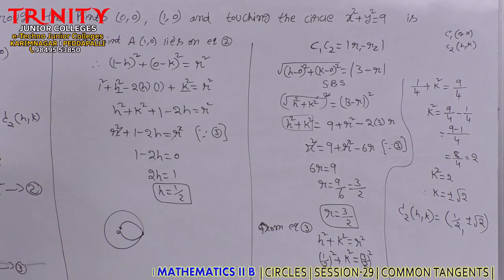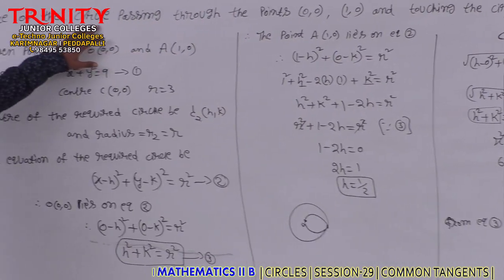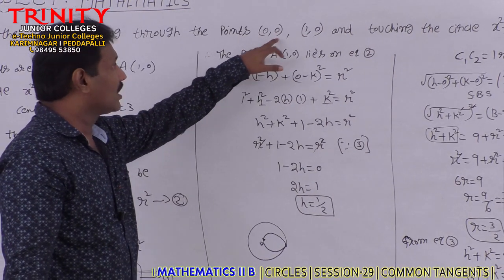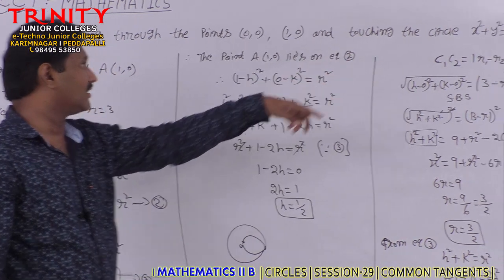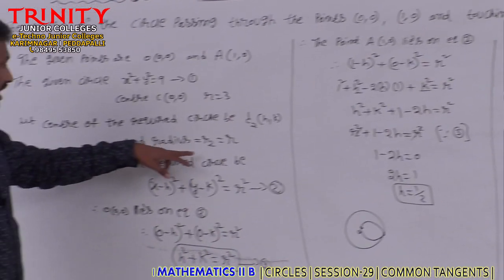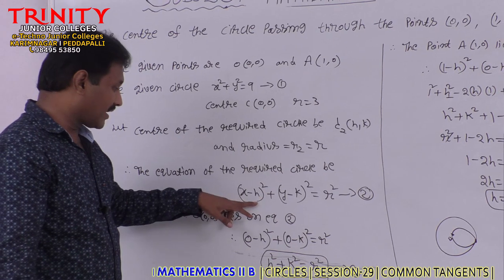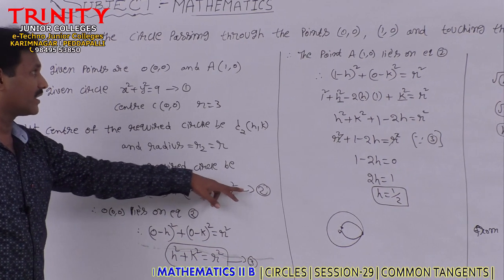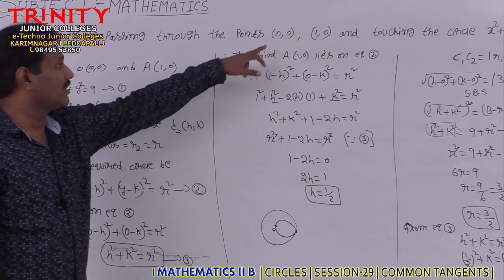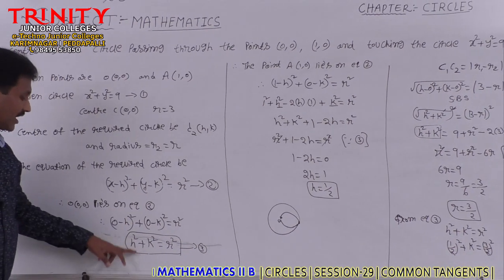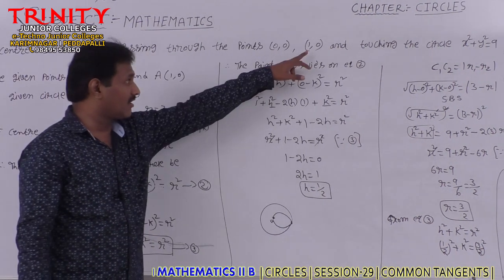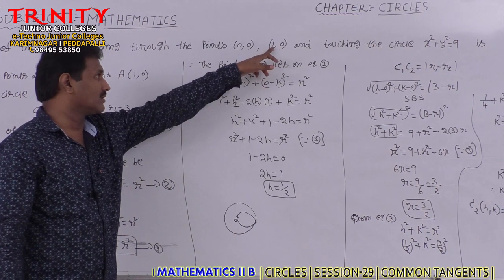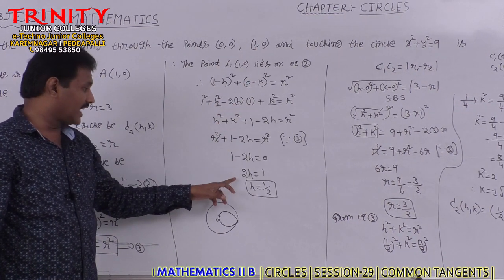That is another option. Actually, find the center of the circle passing through the points (0, 0), (1, 0) and touching the circle. We take the required circle center is (h, k) and radius is r. The equation of the required circle is (x minus h) whole square plus (y minus k) whole square equal to r square. By data, our required circle passes through (0, 0). We got one condition. By data, our required circle also passes through (1, 0). That's why we substitute the point, it must satisfy the equation. We got another equation.